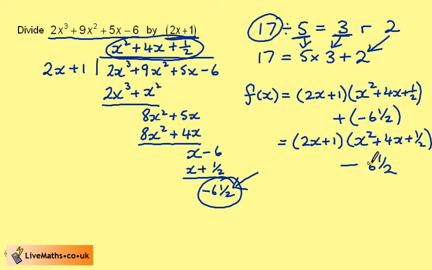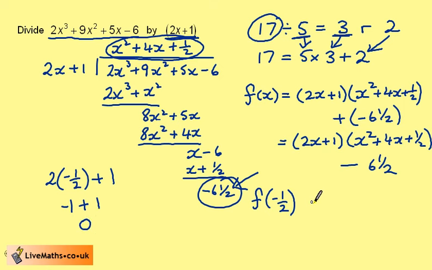We could evaluate this directly without doing the division by evaluating f of minus a half. If we substitute in, we get 2 times minus a half plus 1. This is minus 1, add 1, which is 0. So we'd get 0 times the bracket. Of course, we should have substituted minus a half in, but since it's multiplied by 0, it won't matter. Take away the 6.5, which is minus 6.5.